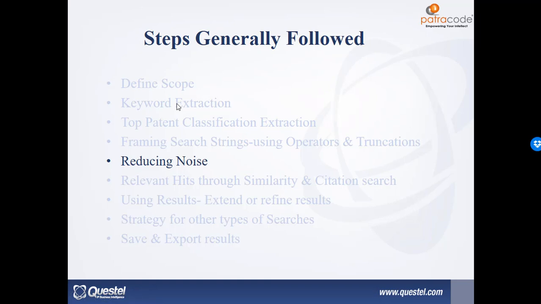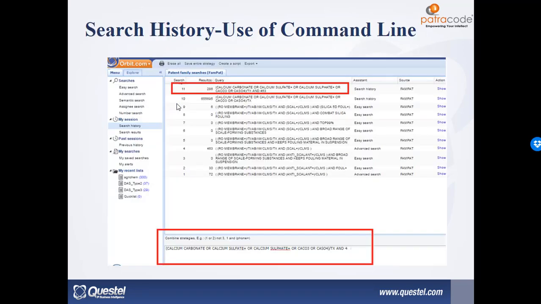Now, after you get the list of 820 results, or whatever results you get for your own searches, the next step is how to reduce the noise from there. Definitely all references under 820 can't be relevant to me. I need to now analyze those 820 results. So how to reduce the noise, how to analyze quickly which are the relevant ones among those 820? For that, we use the command line in Orbit.